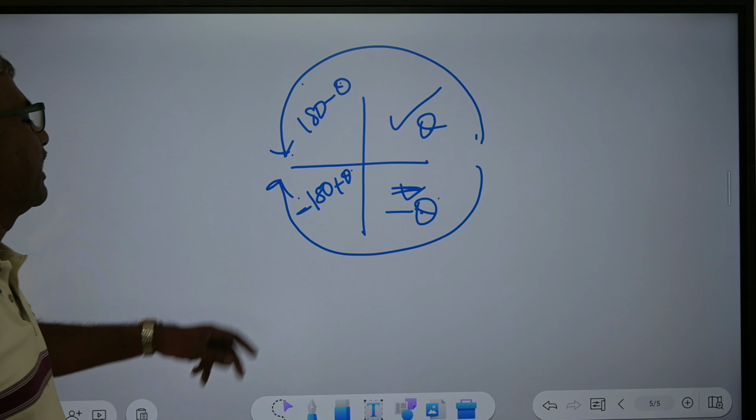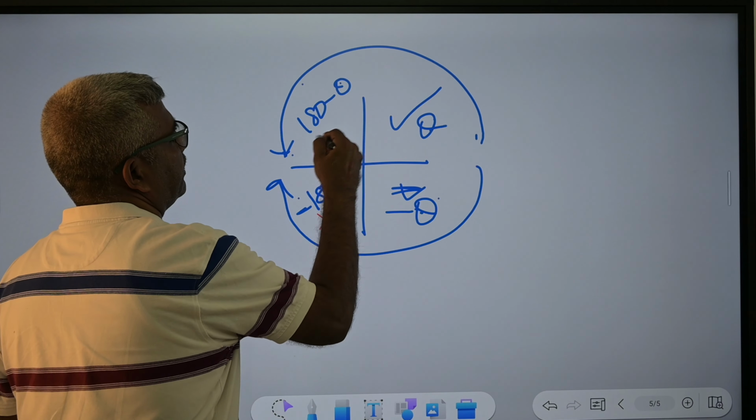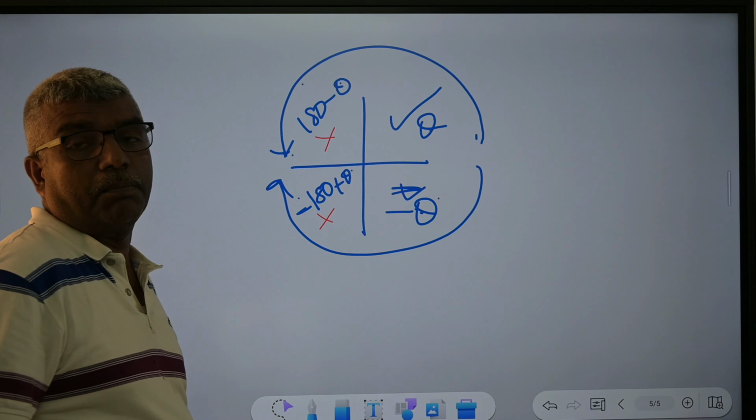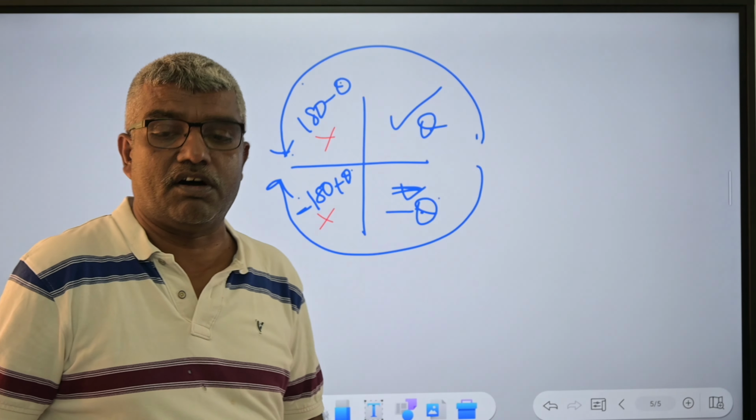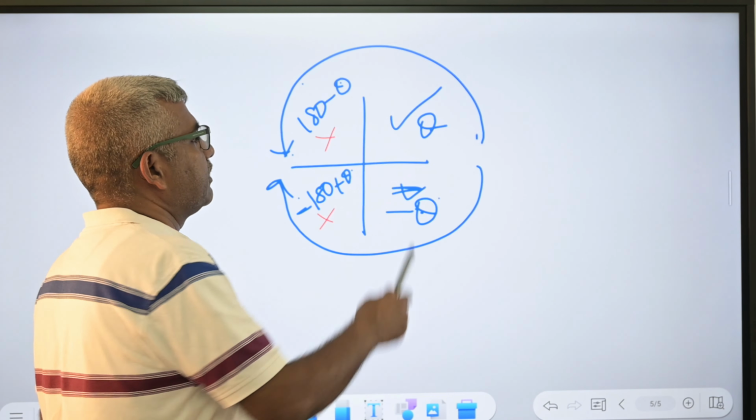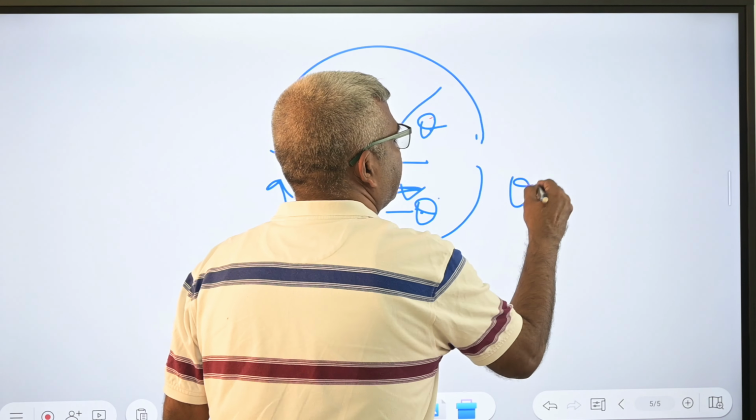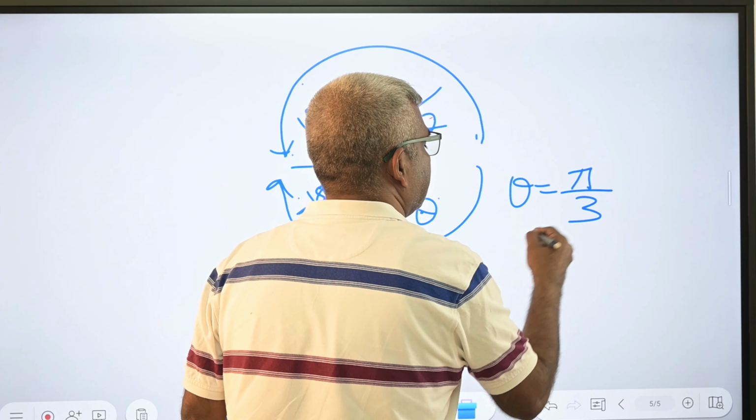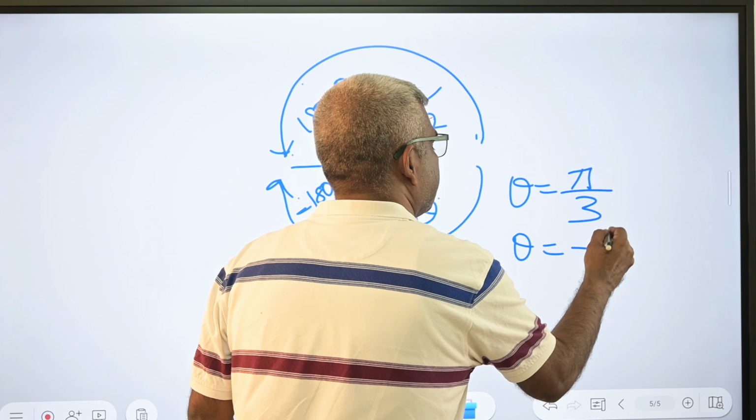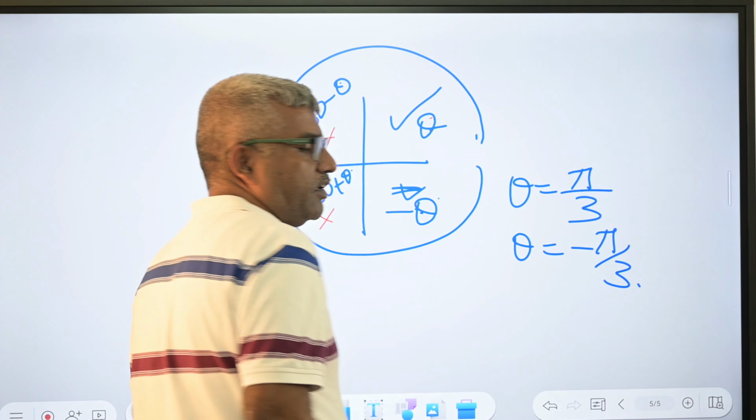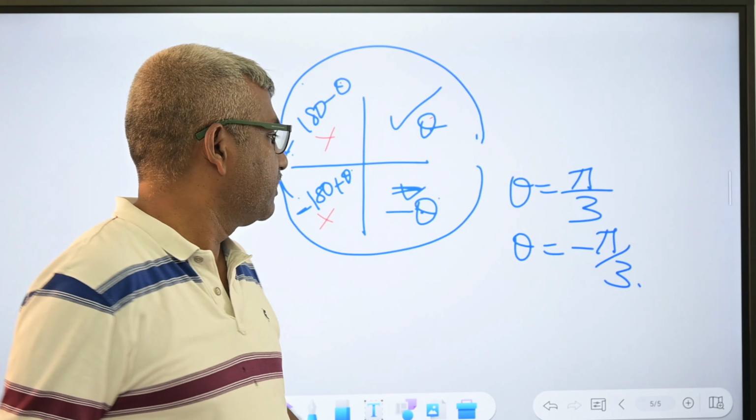But here cos theta is negative. Here cos theta is negative. We want the positive value because cos theta is equal to half. So cos theta is equal to half means this is the value. What is the value? Theta is equal to pi over 3. Theta is equal to minus pi over 3. Very simple and sweet.